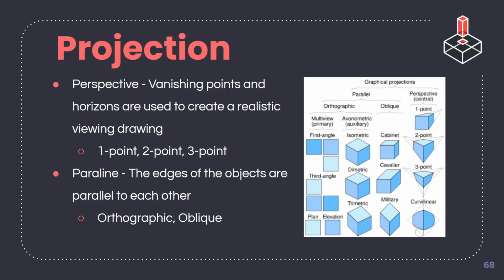There are no vanishing points and no horizon lines, and as such, you will find isometric more or less in this category.